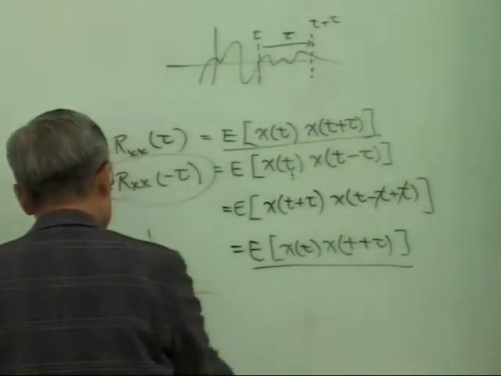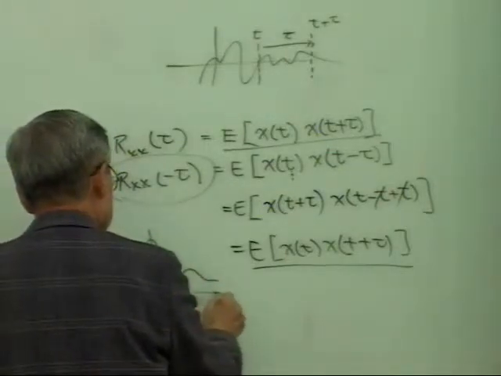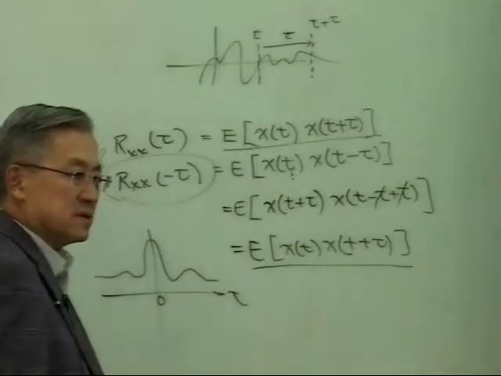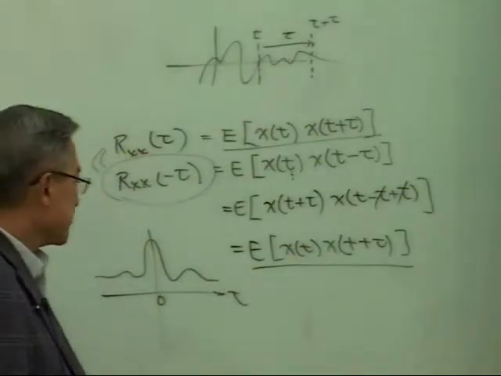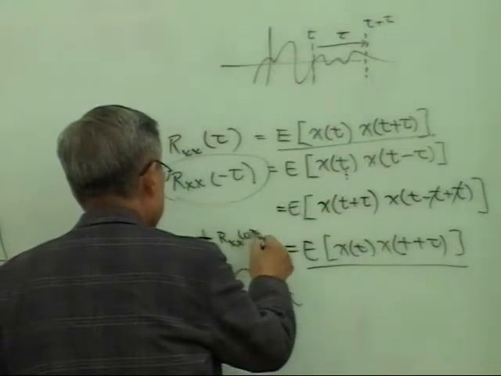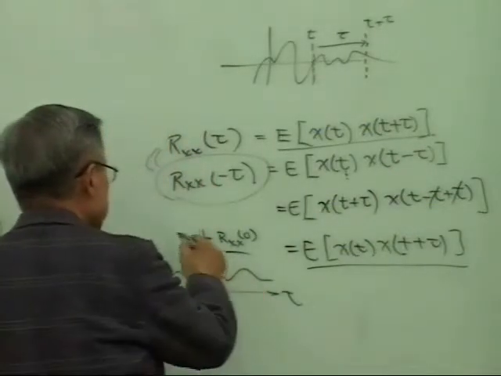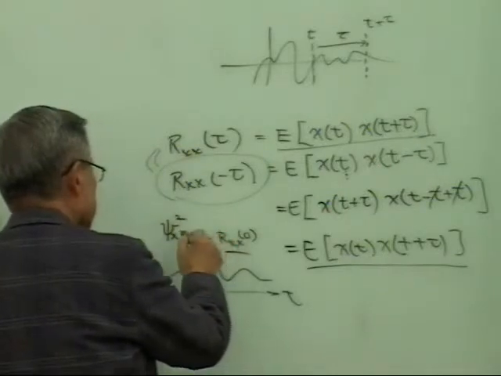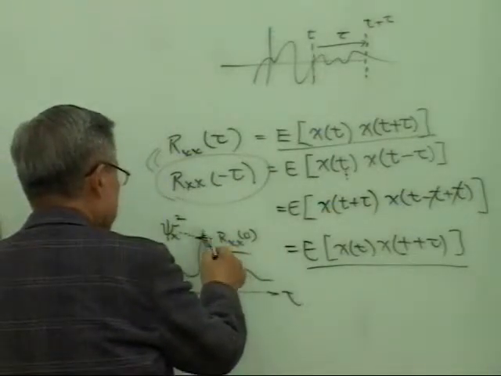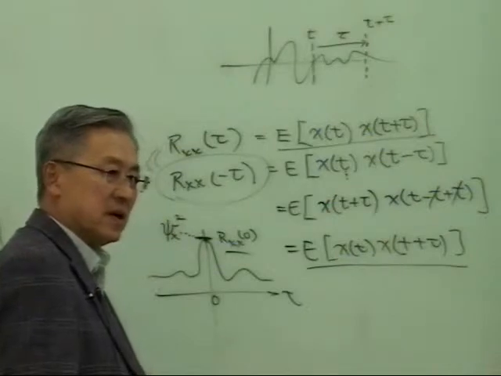It's a symmetric function. So if you have this guy at 0, this is tau, negative tau, it is symmetric about the vertical axis. And here, this point is Rxx(0). What is it? Which is equal to psi x squared. And always, this point in the autocorrelation function is the highest point, highest magnitude.